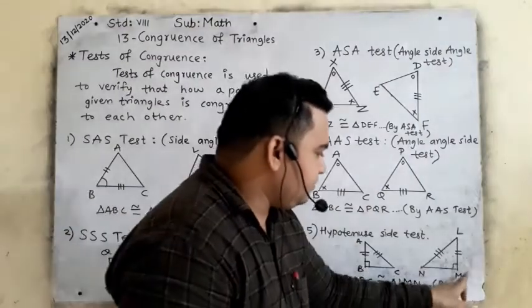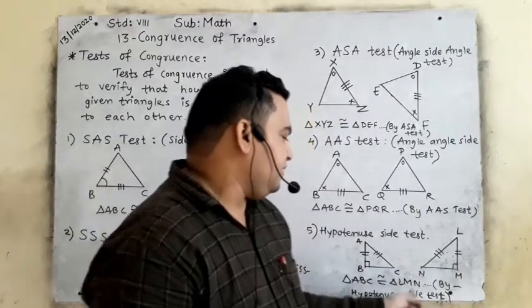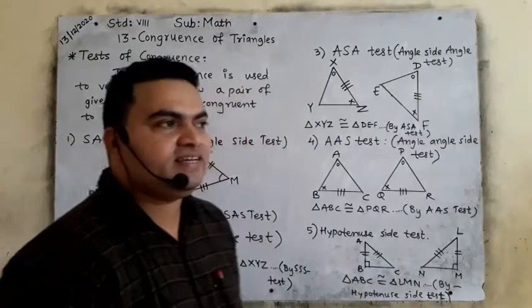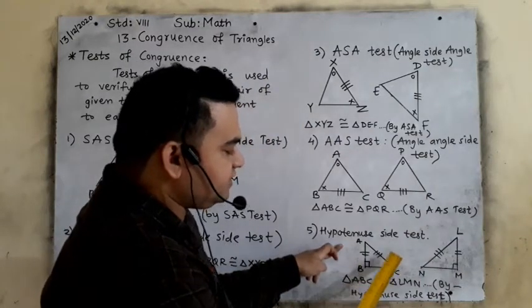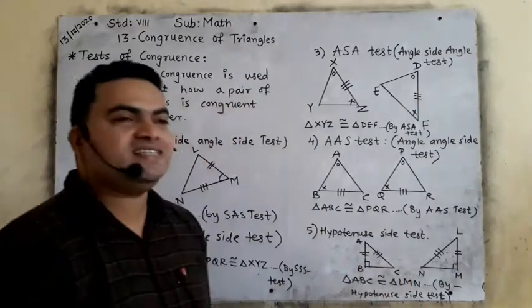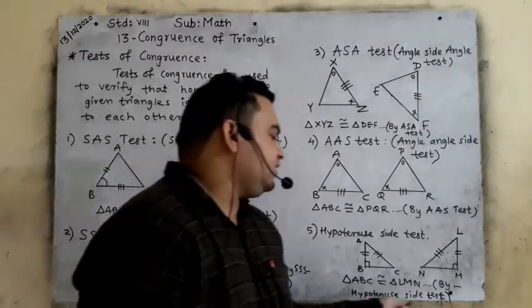AB is a side. Here also LM is a side. Angle B is 90 degree. Angle M is 90 degree. Now AC has three lines. LN is also having three lines. So it is side, okay, and then right angle triangle, then side. It means you will say hypotenuse side test. Okay, these two triangles are congruent to each other by hypotenuse side test.